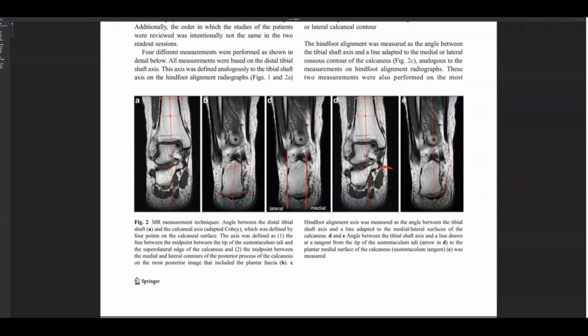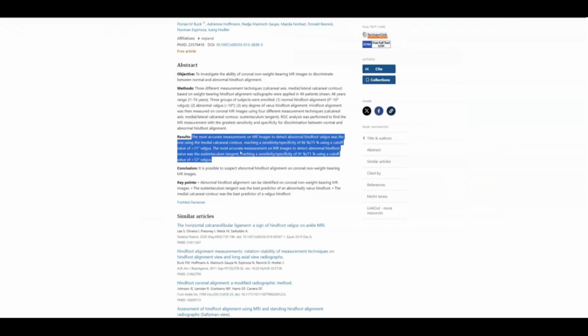And when we look at the diagnostic performance of how those angles work, the most accurate measurement that has been found in a patient who has valgus is going to be that medial calcaneal contour. And it's going to have a sensitivity, it's going to pick it up in approximately 86%, depending on where you put your cutoff. And they found that the most accurate measurement of varus is the sustentaculum tangent, reaching a specificity and sensitivity of 91%, or 71% if you use less than 12 degrees of valgus.